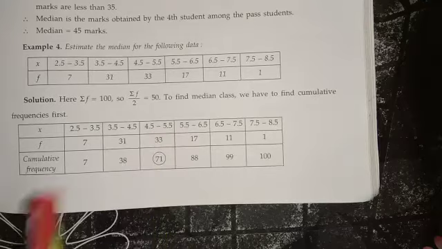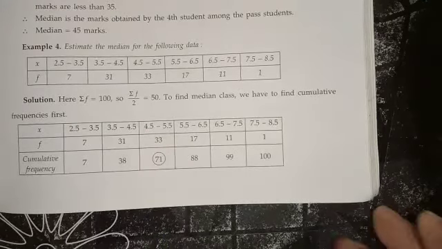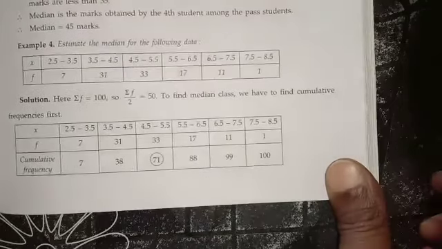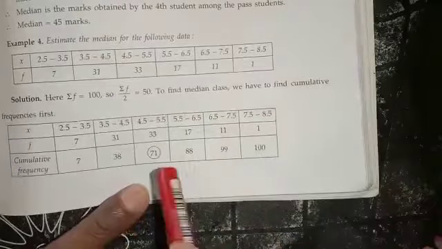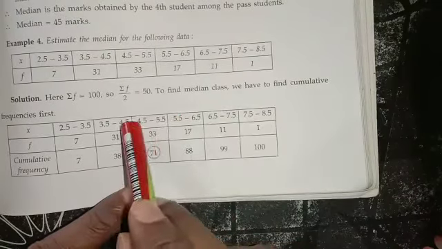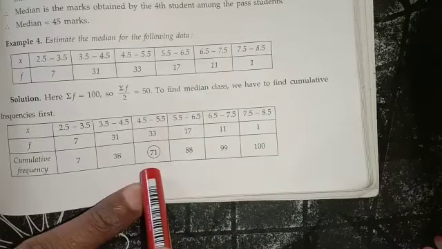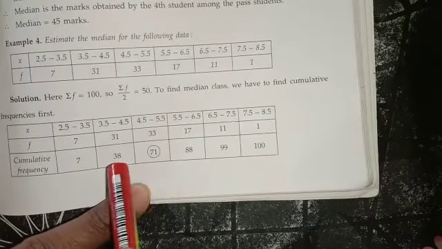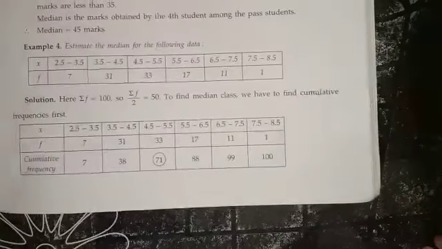This is the frequency. Low limit equal to 4.5. Now you have to apply to find median. Okay. First follow the table first. 50 means before 71. That means this is the median group, median class. 4.5 to 5.5, frequency 33. And C equal to 38. Preceding class 38. Now you have to apply formula to find median.